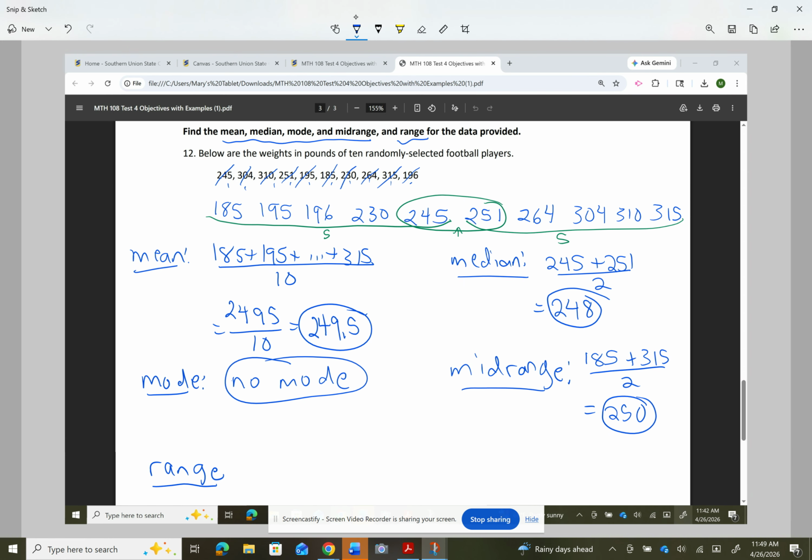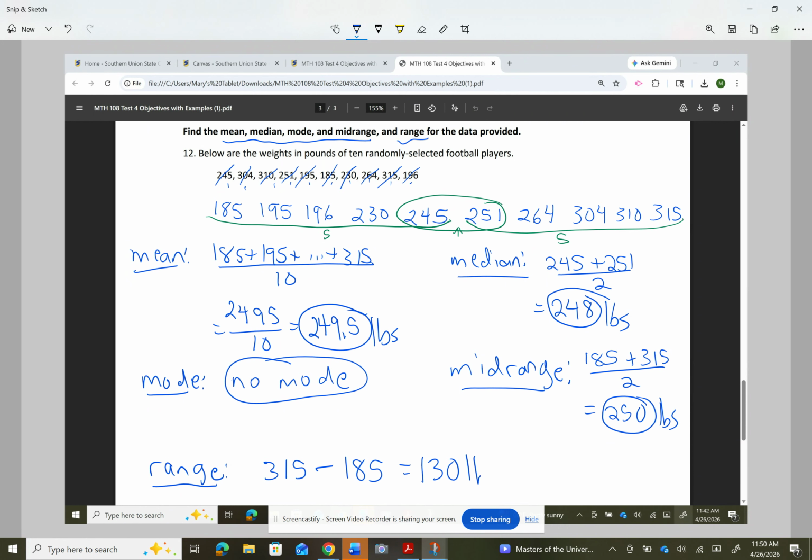Now, range is different. A lot of times we like to have a measure of dispersion along with a measure of central tendency to give us a sense of what's really going on. Range tells you how variable the data values were. You take your highest one and you just subtract the lowest one, and that's it. Nothing else. That just tells you how far apart those two data values are. So the range would be 130 pounds. All of these, by the way, would be pounds.